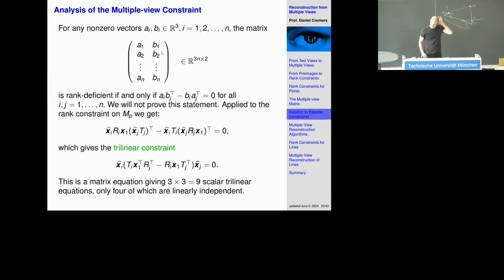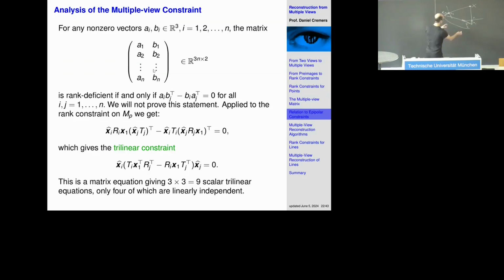And now there are several statements you can make. What we now showed is that if AI is a multiple of BI, then that entails the epipolar constraint between image I and image 1. That's what we just showed. We'll show that there is more in this constraint, though, than just the pairwise epipolar constraints.